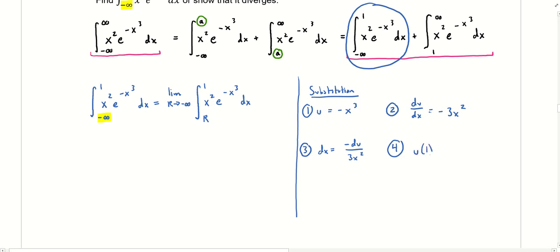So let's start with our 1. If I apply my substitution u to 1, I get negative 1 cubed. That's negative 1. And if I apply this to r, I'm just plugging in an r into my u, so that's negative r cubed.